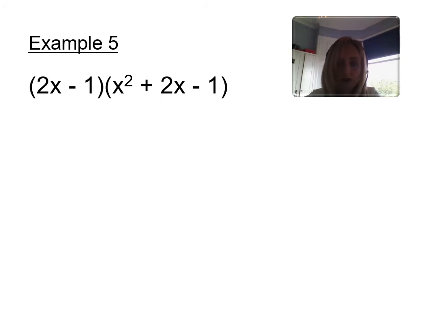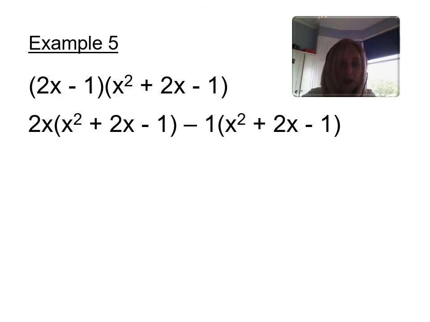Example 5 is going to be the same sort of thing. We've just got to be careful with our negatives and positives in this one, but same process. Split that first bracket, multiply each term in that first bracket by all of the second bracket, and that just makes sure that all the terms in both brackets all multiply by one another. So it becomes 2x times the first bracket, and then it's minus 1 times the second bracket.